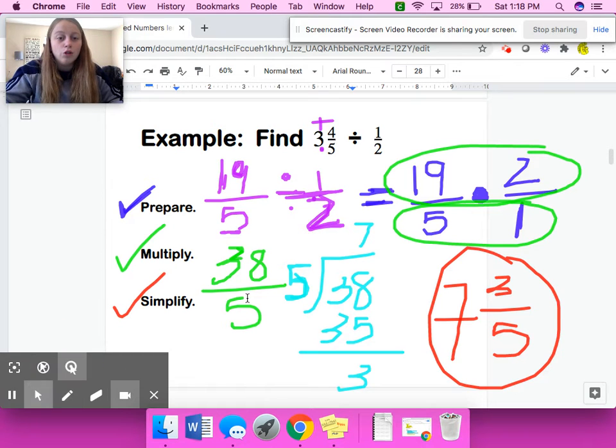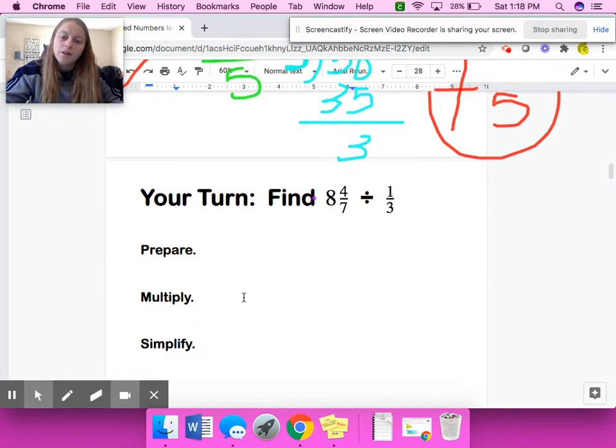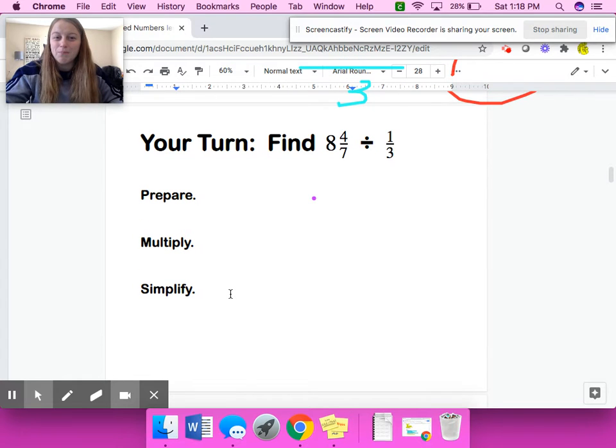Go ahead and you try one in your notebook. Remember, prepare it by changing mixed to improper, multiplying by the reciprocal. Then you can multiply and simplify. I'll pause the video while you try.